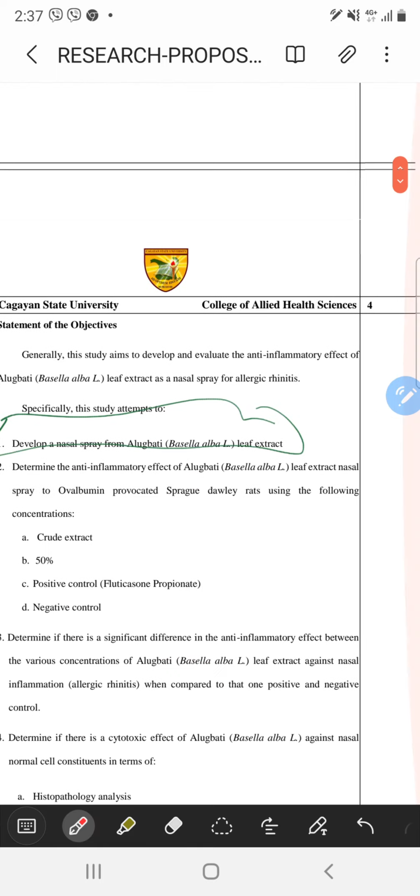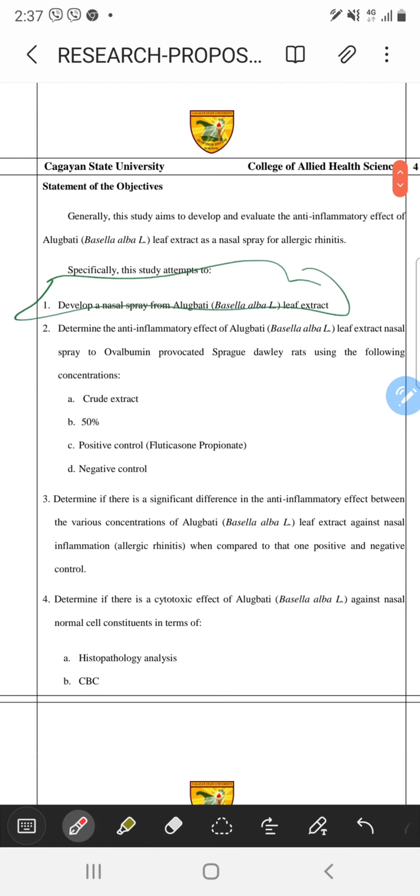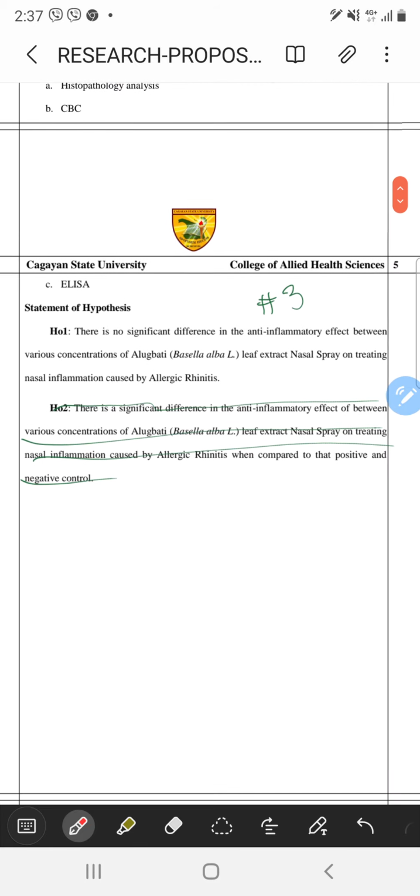And then the significance. For the statement of the objectives, it's okay lahat, except that I don't see this development of nasal spray or the formulation of nasal spray in your methodology.